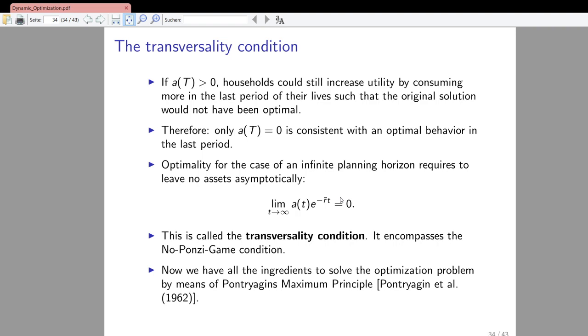And that's again analogous to the problem of shooting some payload into Earth's orbit, where the final speed of the payload has to be exactly as high so that the gravitational forces and the centrifugal forces balance each other off. And basically that's the condition ensuring that. And now we have all the ingredients to solve the optimization problem by means of Pontryagin's maximum principle, which is what we will do next.